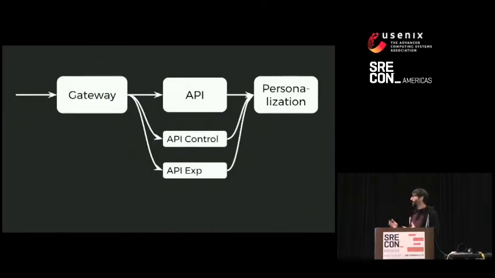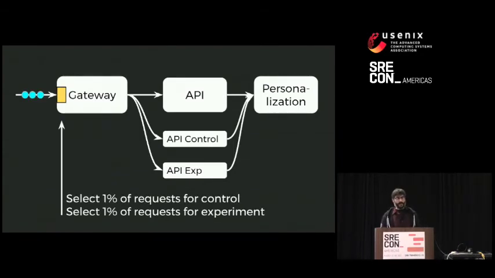So using the same visualization for that diagram, it looks something more like this. Instead of all the requests going from gateway to API, we have an API control and an API experiment, and we can select 1% of the requests for the control or something smaller, and 1% of the requests for the experimental group, and we can make sure that those selections are based on particular users. So if a user is designated as being an experiment, they stay in the experimental group. So we're not worried about retries messing up our signal.